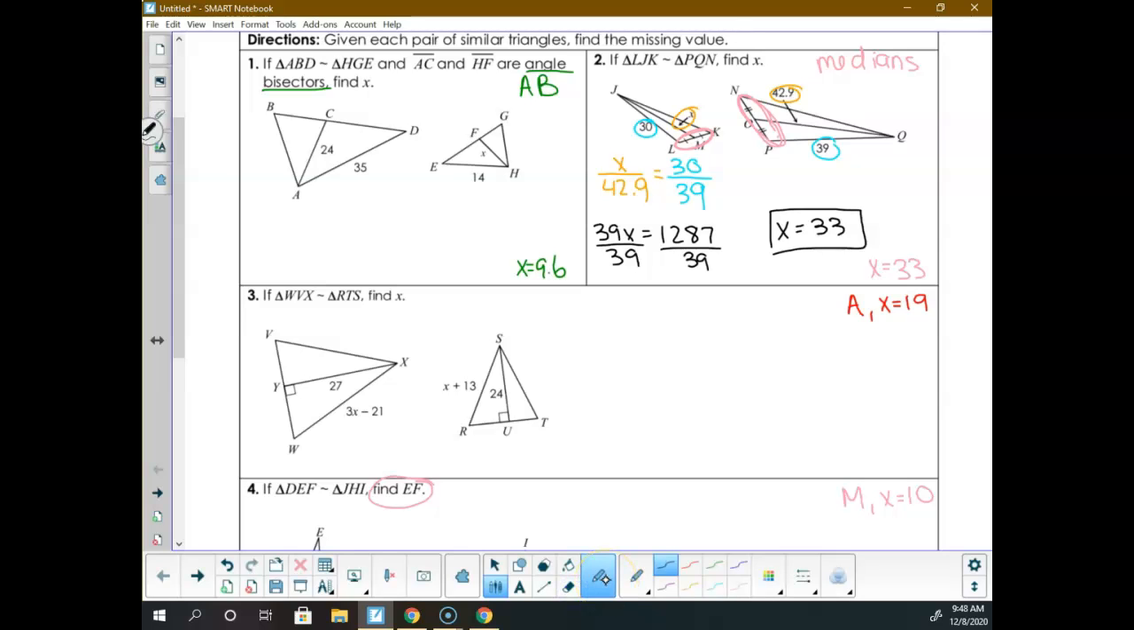Are there any others that we're looking at that we're like, yeah, I want to do that one? Yeah. So are you confused when it's a median how to do it, or are you confused when just in general? Okay.